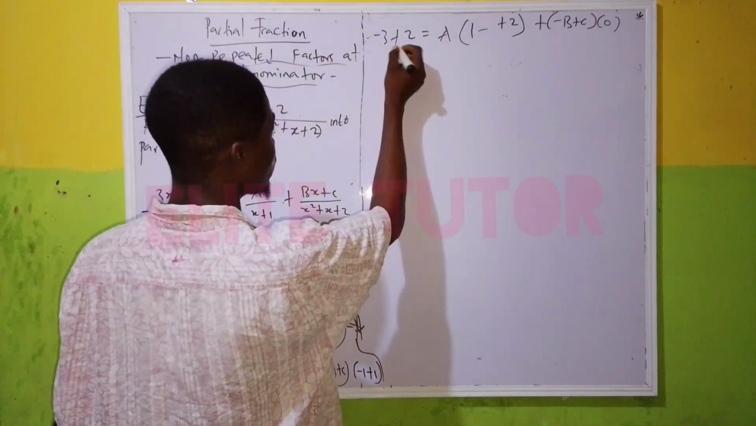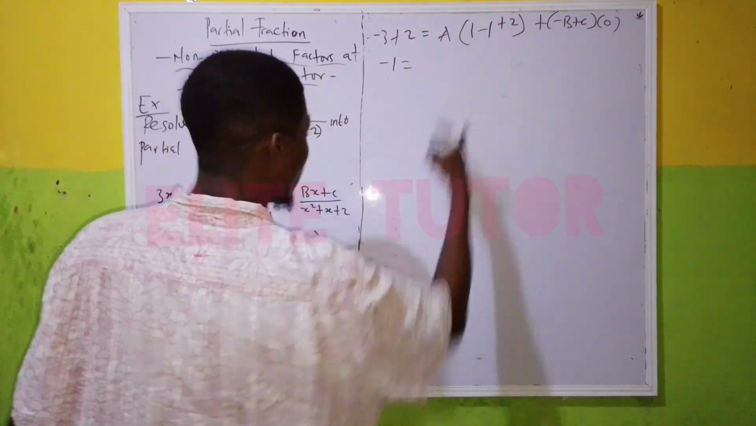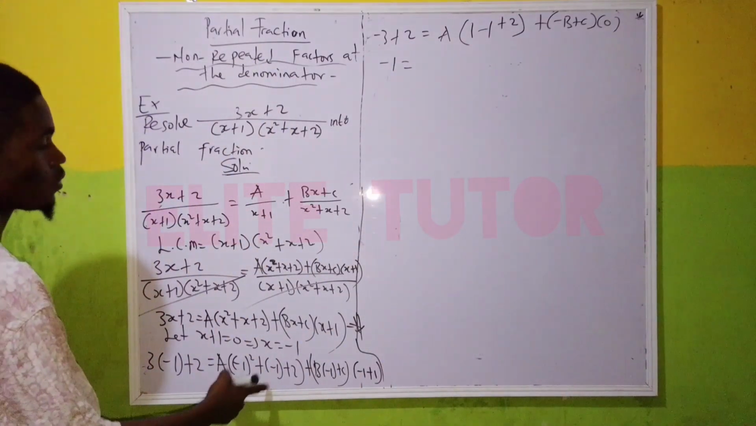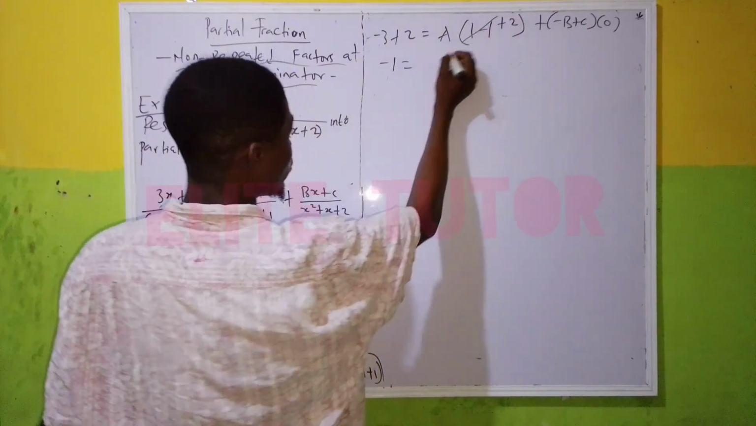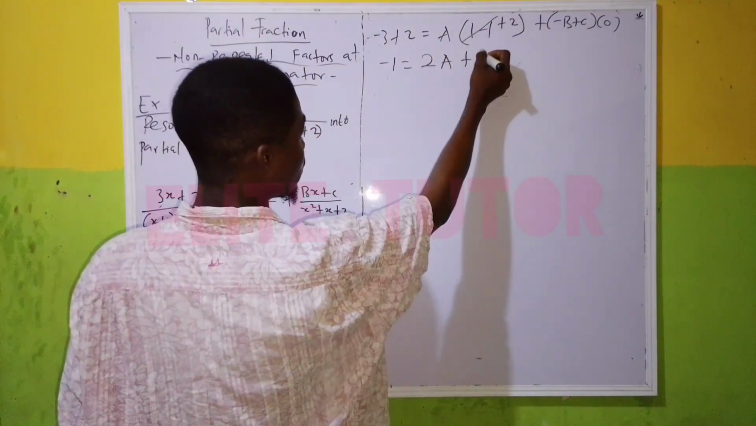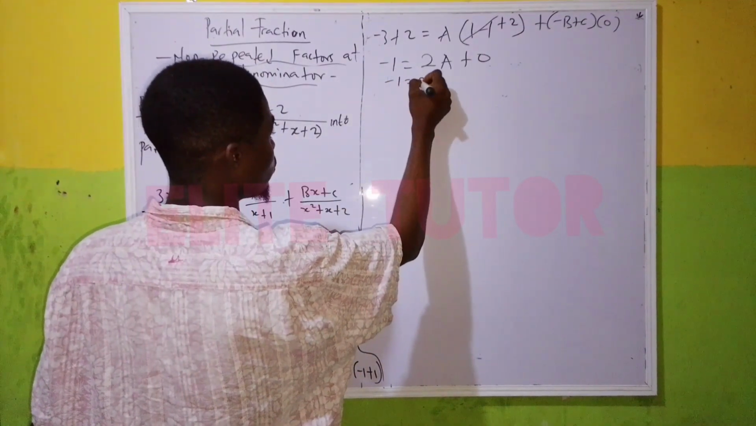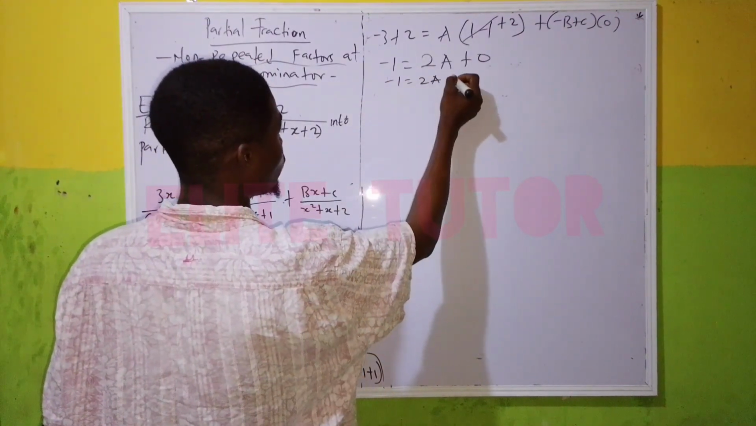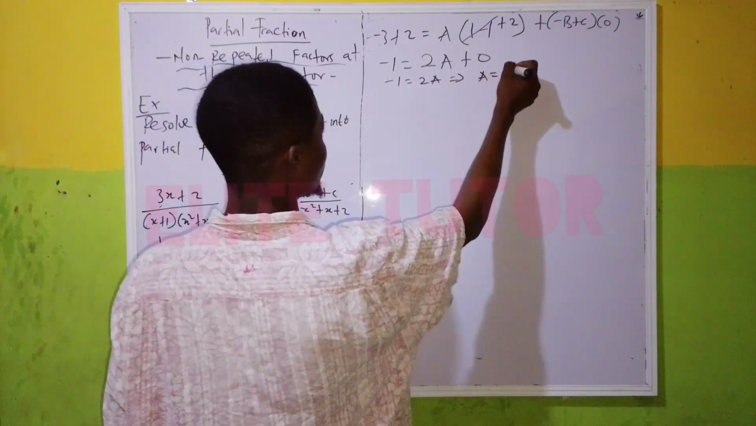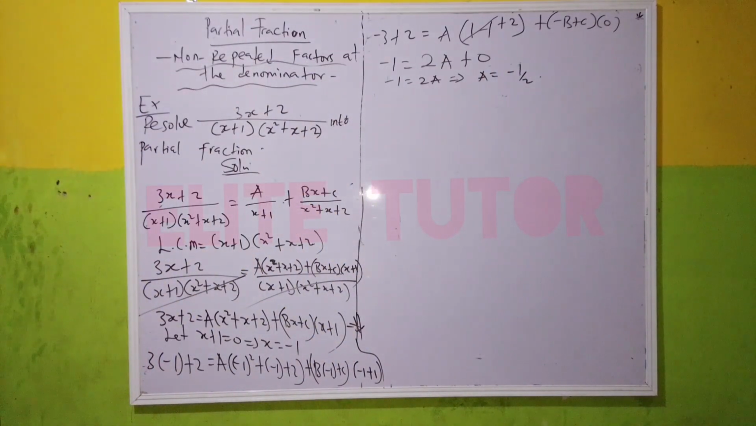So now we are having minus 1 equals this one. Oh, this one is 1 minus 1, because plus and minus is minus, so this one is gone. We are having 2A plus, and anything into bracket 0 is 0. We have done that: minus 1 equals 2A, okay? Which implies that A equals minus 1 over 2. So that is our answer for that one.